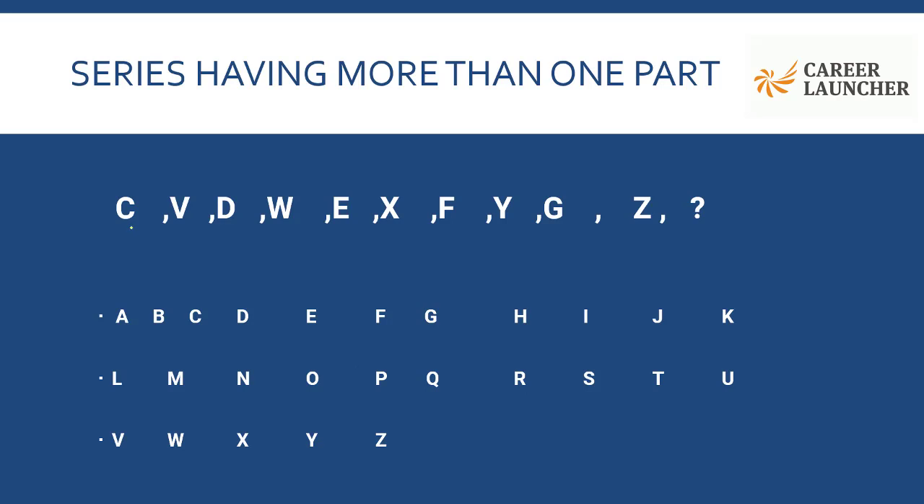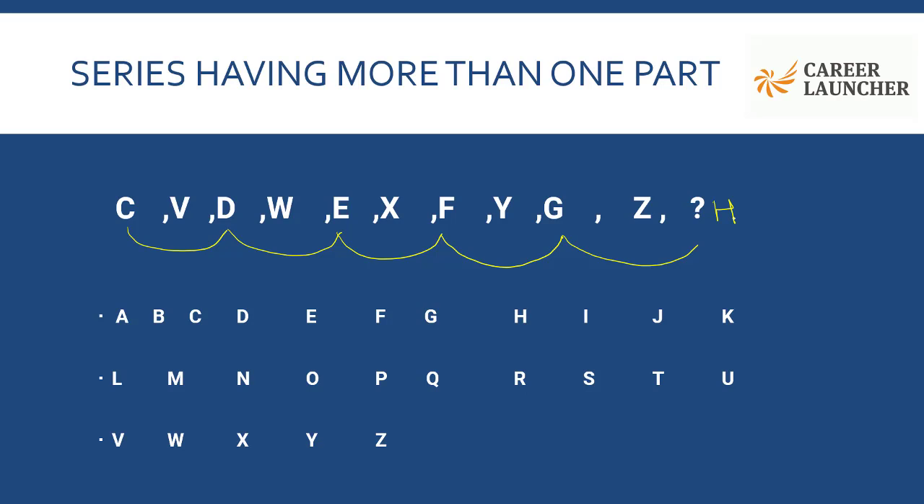For example, C to D, D to E, E to F, to G. Now this seems to be part of one series. We are moving ahead one place every time in the alphabetical order. So after G, we should have H in the place of question mark.